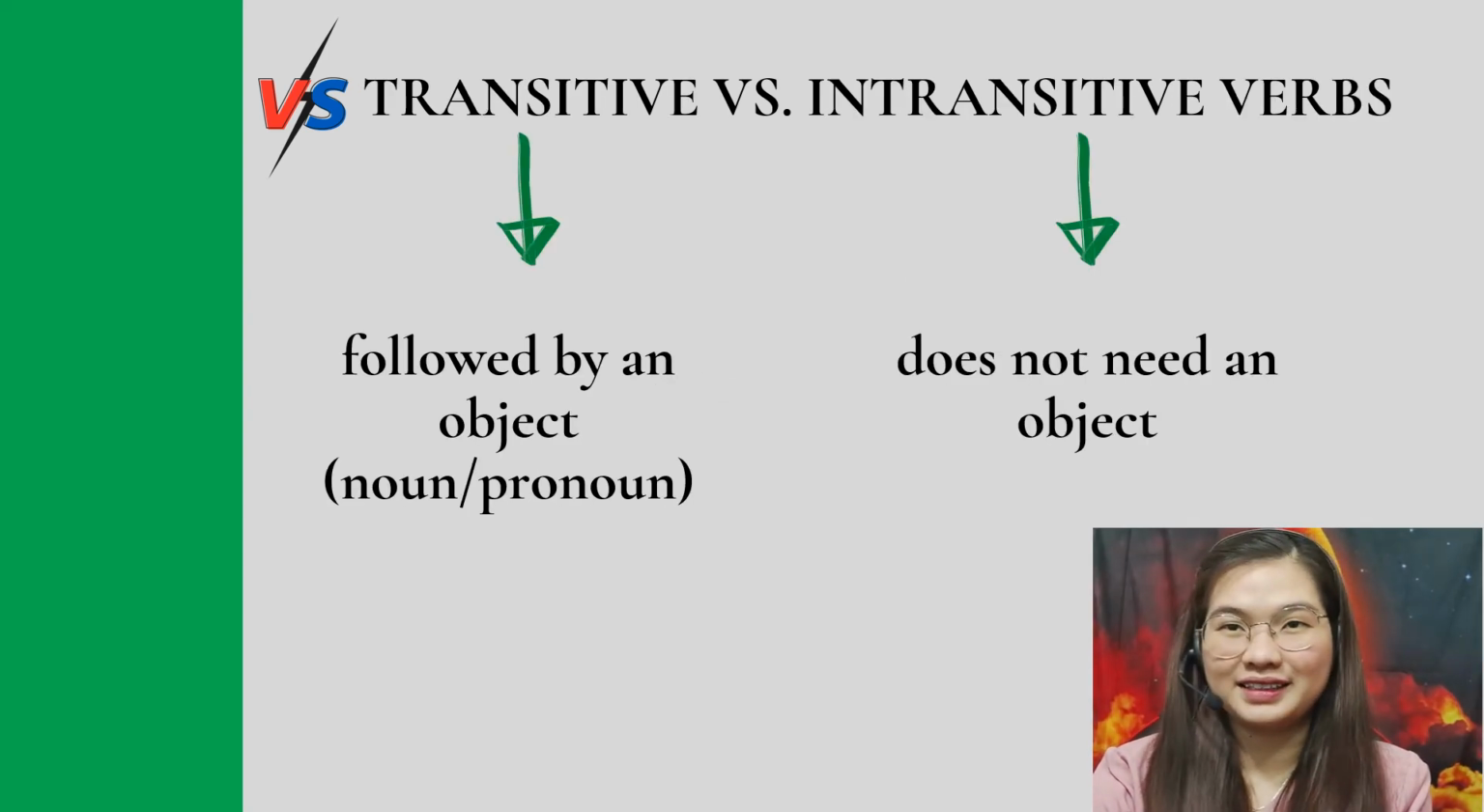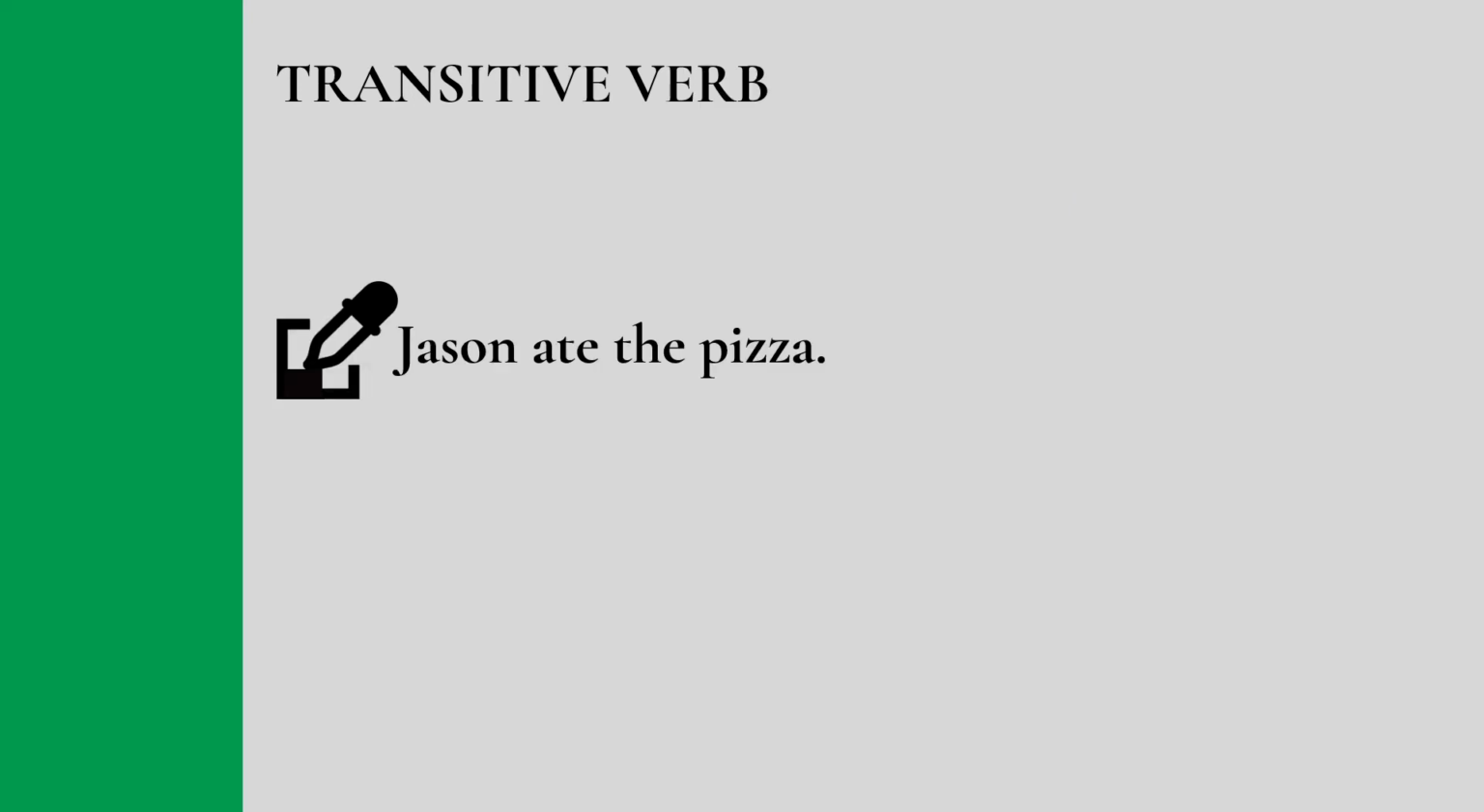Third versus battle. The battle between transitive and intransitive verbs. Regular or irregular verbs can act as a transitive or intransitive verb. A transitive verb is always followed by an object, while an intransitive verb does not need an object. Let us have an example for a transitive verb. Jason ate the pizza. Who is our subject? Our subject is Jason. What did Jason do? Jason ate. Ate, which is an irregular verb.